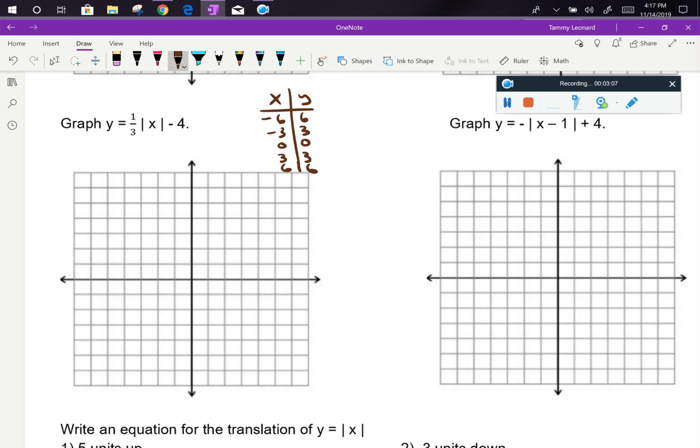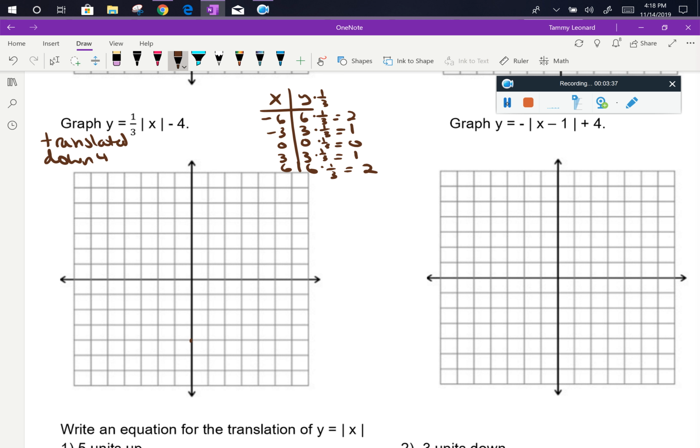But now when I multiply all of these by a third, it's going to be easy to do. A third of 6 is 2. A third of 3 is 1. A third of 0 is 0. A third of 3 is 1. A third of 6 is still 2. Okay, but I also see another transformation. This thing is translated down 4.